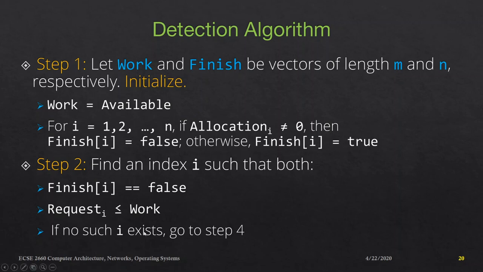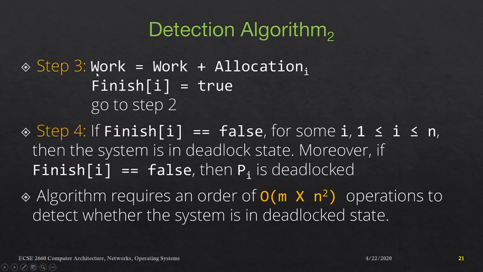And if there's no such I that exists, then we go to step 4, which is essentially, okay, I'm done, I'm going to release all the resources. But at the beginning of an example, this is not going to be the case. Over here, we are going to have finish I be false, and hopefully we are requesting for something less than what is available. Because if we request for something more than what is available, we are directly into the deadlock state. So that's step 2.